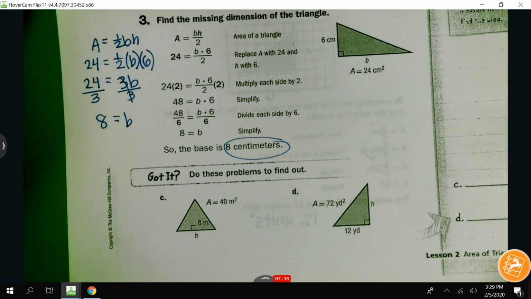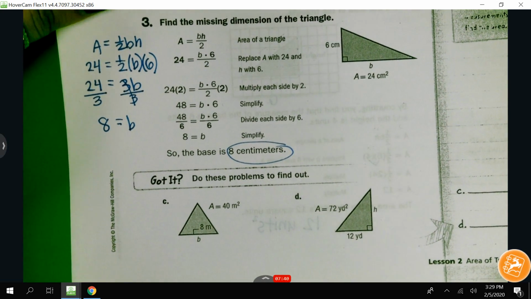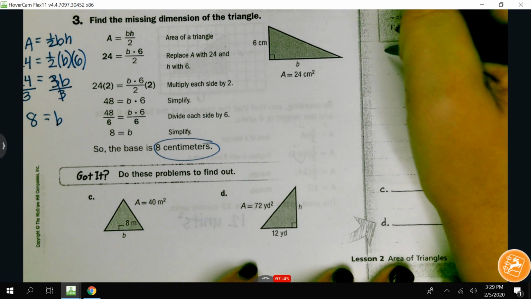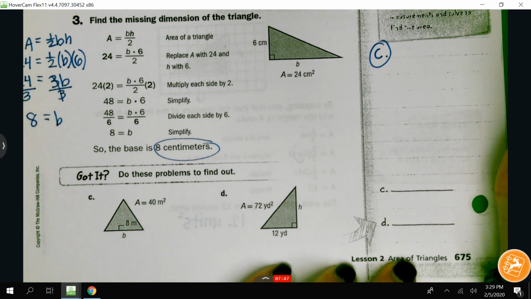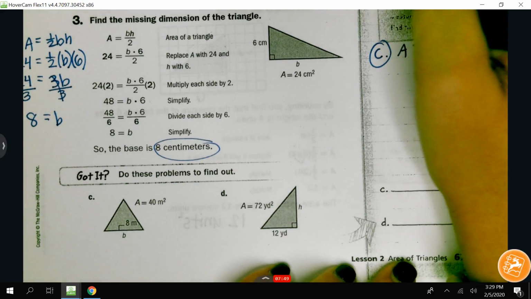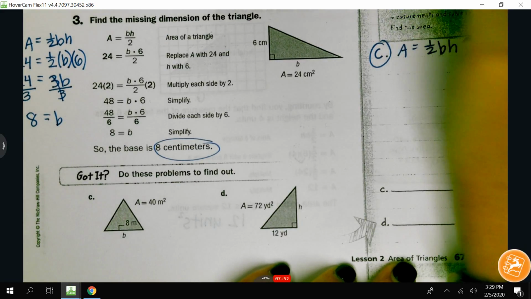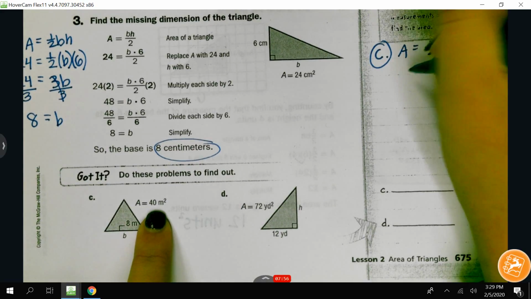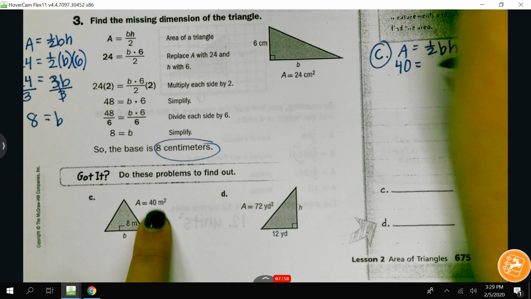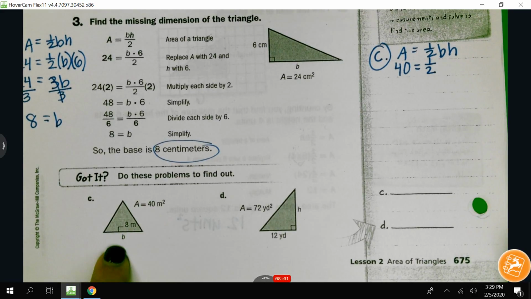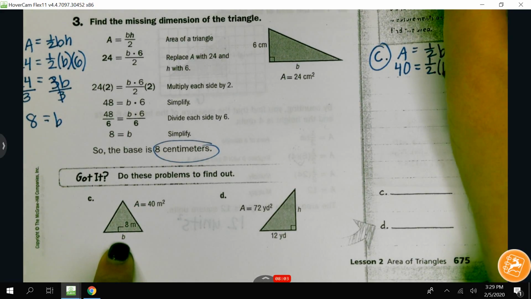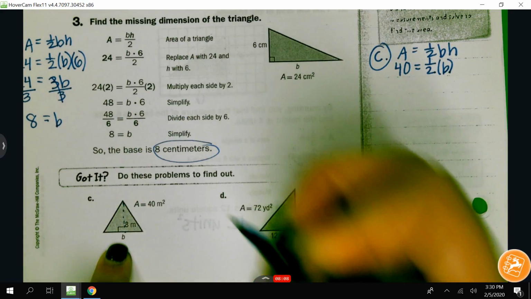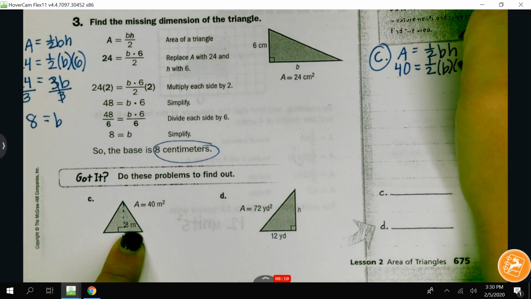So let's look at example C. And I'm going to do that over here in the margin again because they don't leave you much room. So I've got my formula, A equals 1/2 base times height. My area is given to me. It's 40 meters squared. So I'm plugging in 40 for A. My 1/2 stays the same. My base I don't know, so that's going to stay a B. But then my height is that 8 that's in the middle of your triangle. So height is 8.